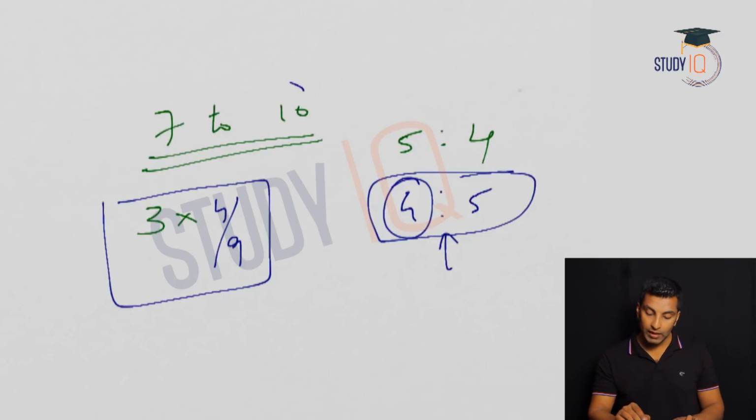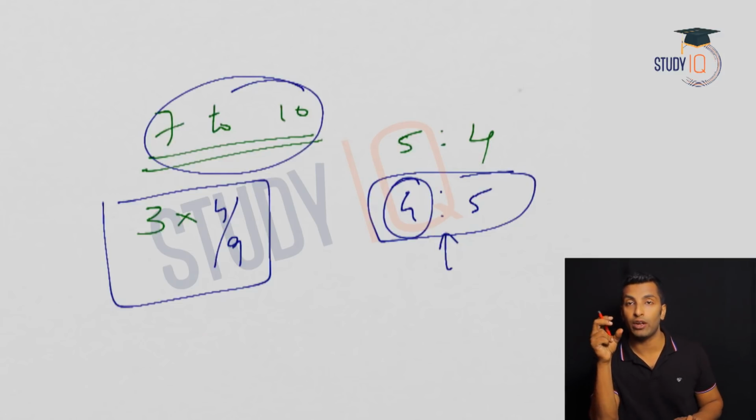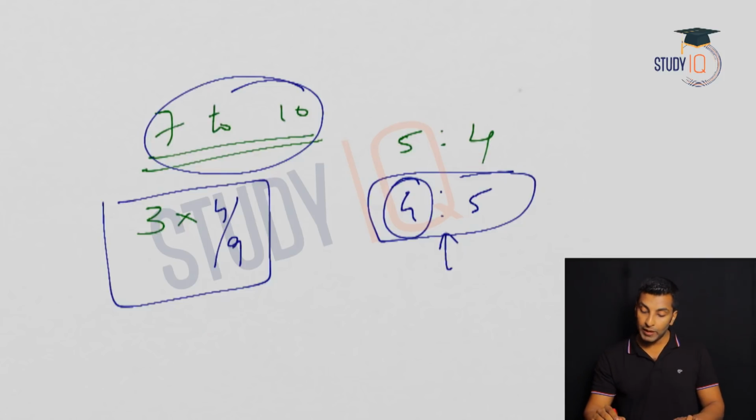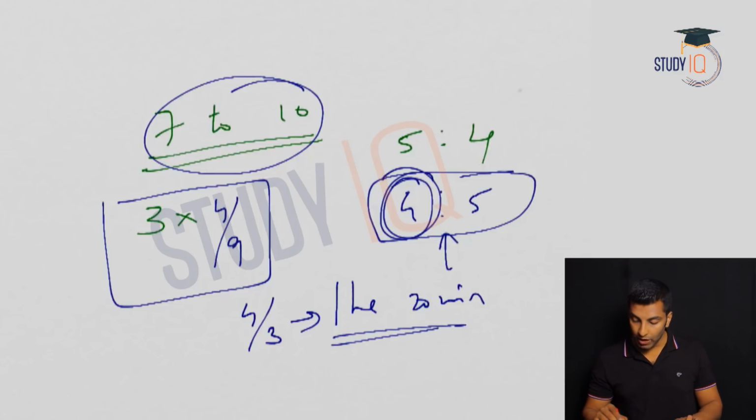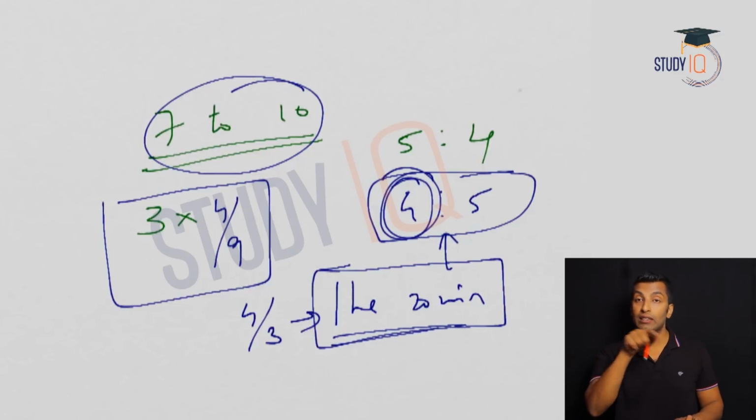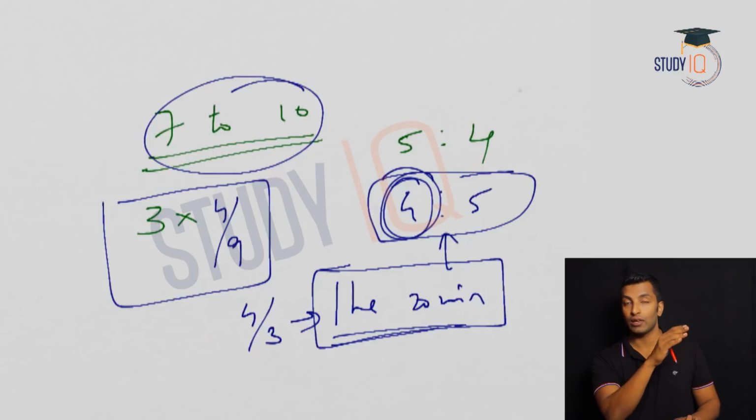Just understand the common time of travel. Why? Because a meeting will be during the common time of travel. Then the speed component of the first train, that's enough. So 3 into 4 by 9, you got 4 by 3, that's 1 hour 20 minutes. Add this, and that's the most important point. Add this time from where the common time starts, that is 7 o'clock. So 7 plus 1 hour 20 minutes, 8:20 is the answer.